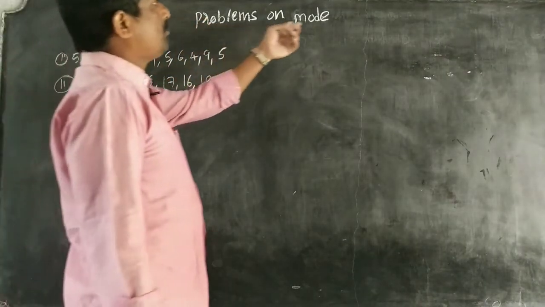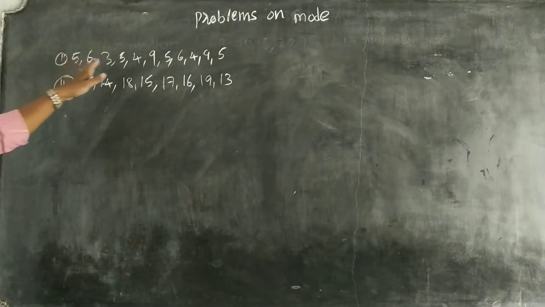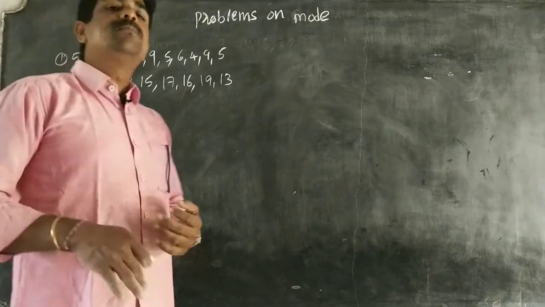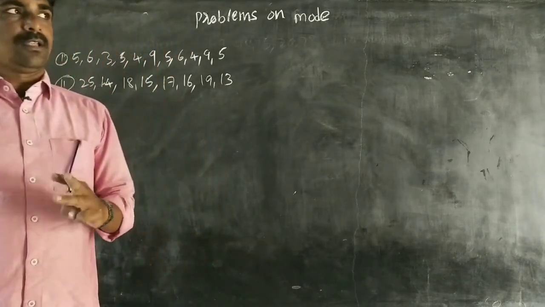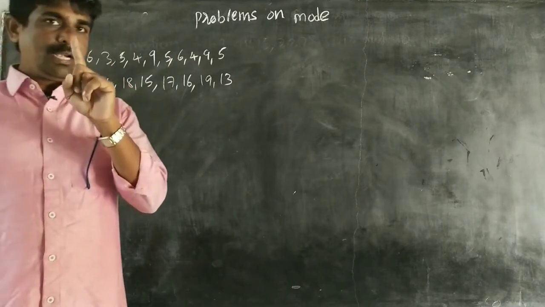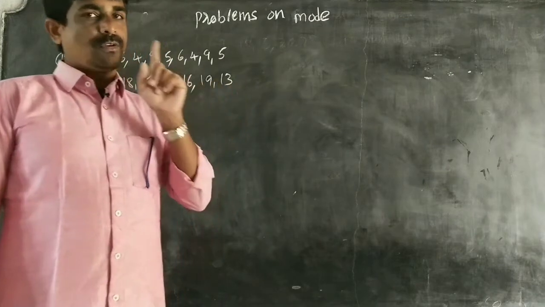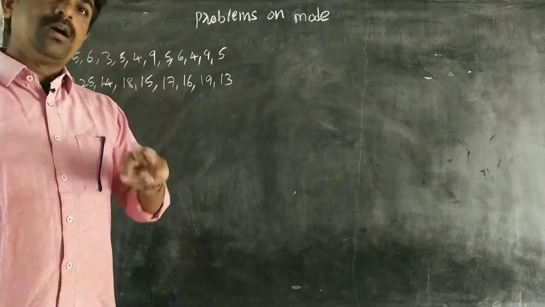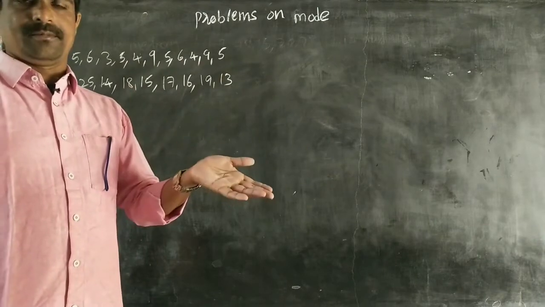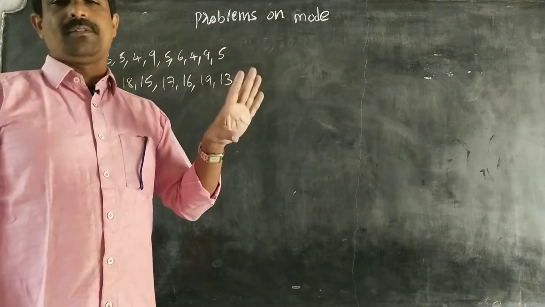Next. Problems on mode. Find the mode of the given data. First one. So observe. Mode means most times occurring. So you have a concept: one data has only one mode is not mandatory. One data may have one mode, or two, or three, or more, or nothing also. Some data have no mode.